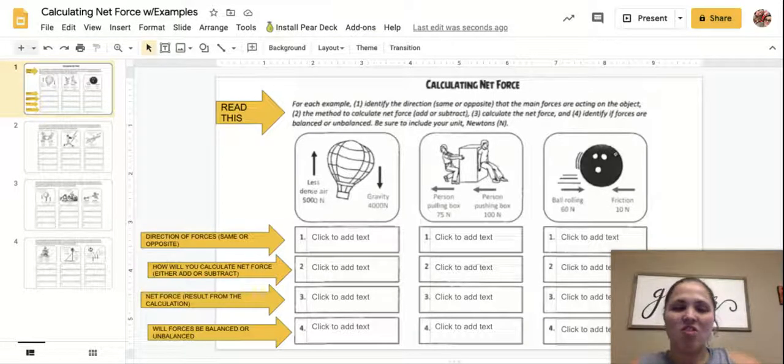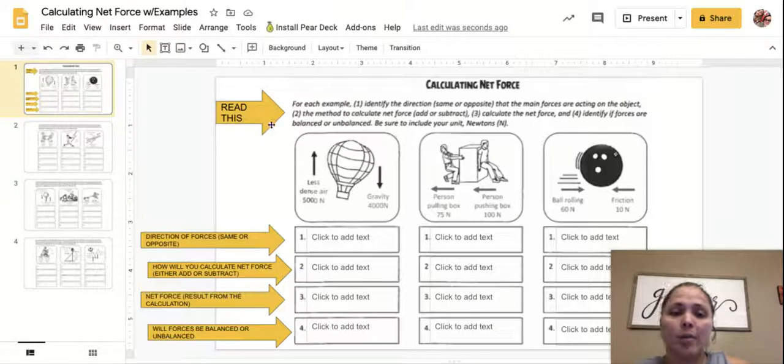Okay, so this is your calculating net force activity. As I go through, I'm going to be completing 2 examples just to show you exactly what you're going to be doing. And then I'm going to post these examples into Google Classroom, and this will be the document you receive to complete for this activity.